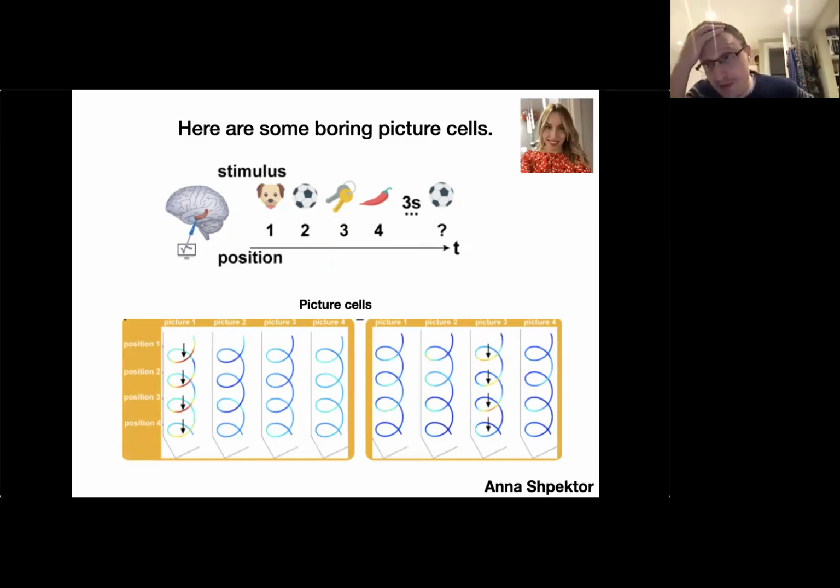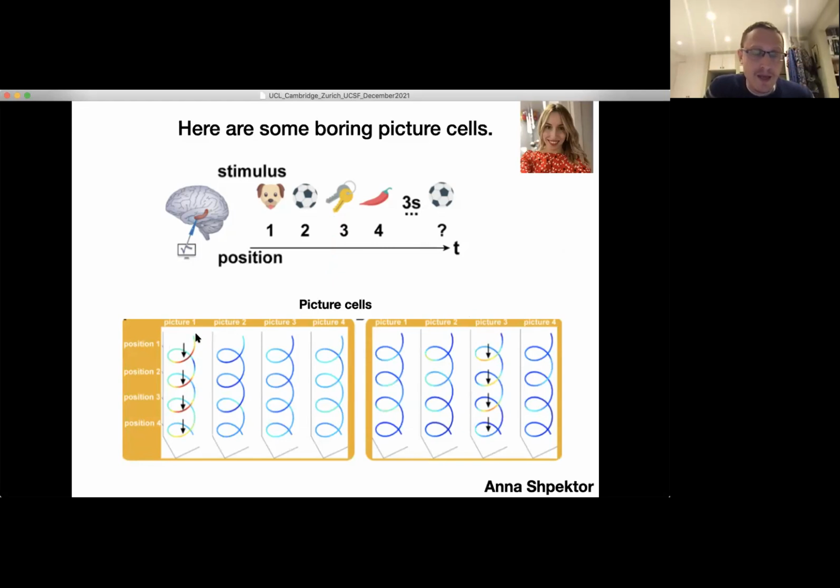First, I'm just going to convince you we can record something about the task. Here are some picture cells. So that you can read what you're seeing, this cell is firing for picture one, no matter which position it's at. It fires for picture one at position one, position two, position three, et cetera. There's always a high firing rate for picture one, so that is a dog cell. This cell is firing for picture three at all positions, so that is a key cell. Those are the kinds of cells that many people have seen in hippocampus before, including you guys.